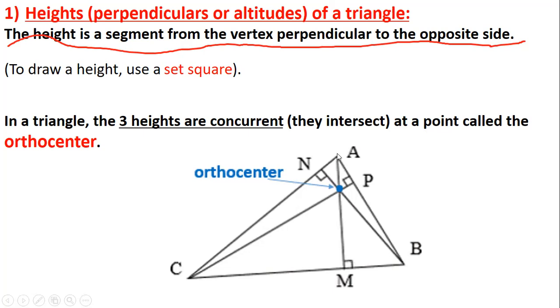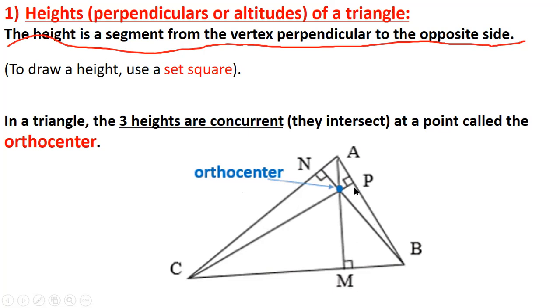The height is called AM. So it starts from A and goes towards BC. Also, if I draw the height from B, it will go from B to side AC because AC is opposite to B. I put the set square on AC, passing through B, and I draw a height.